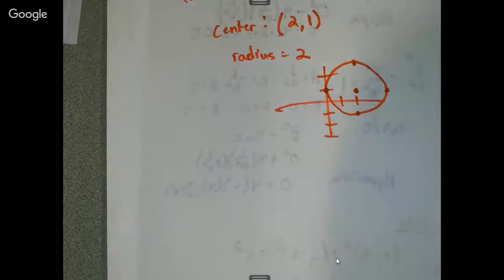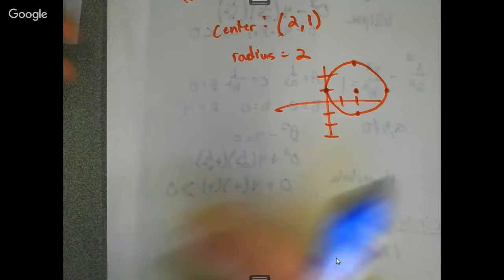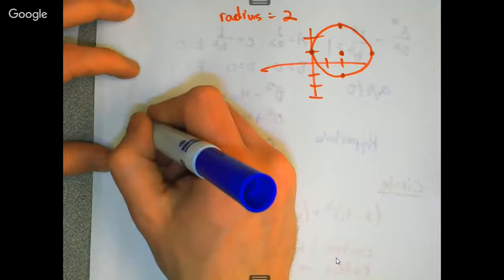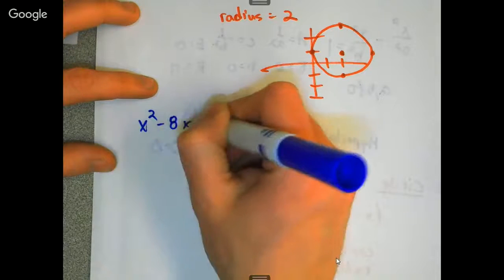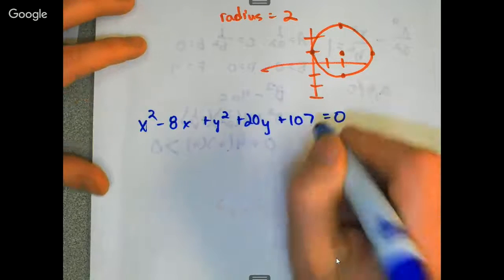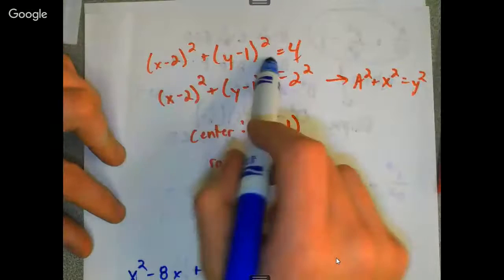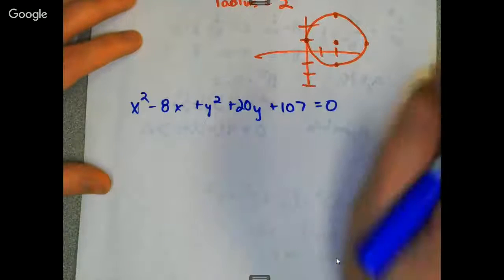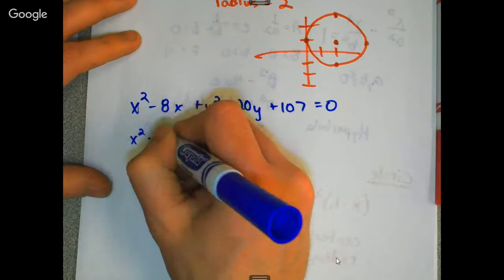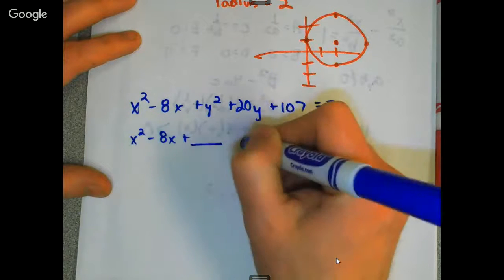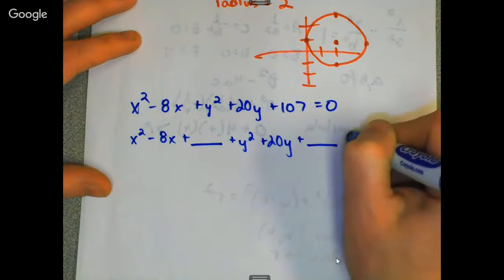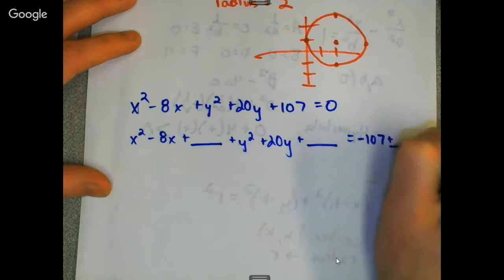Okay, so it could get a little harder, and it could be something like this. Find the center and radius of this circle, and it gives you something like this. I have to get it into this form right here. In order to do that, we're going to complete the square with both the x's and the y's. So we're going to have x squared minus 8x plus blank plus y squared plus 20y plus blank equals negative 107 plus blank plus blank.